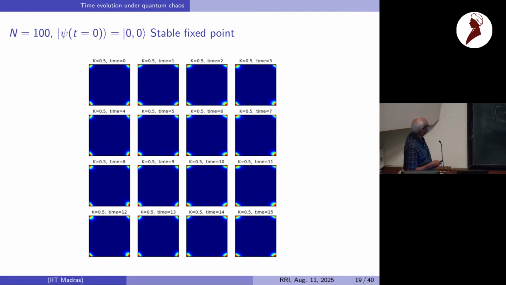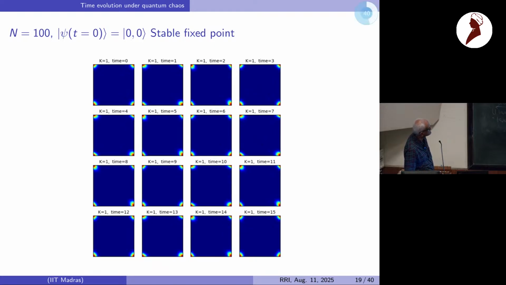So let's look at, okay, this is for a longer time. The same thing, N equals 100. Stable fixed point. You see that nothing much has happened. This is a stable fixed point.